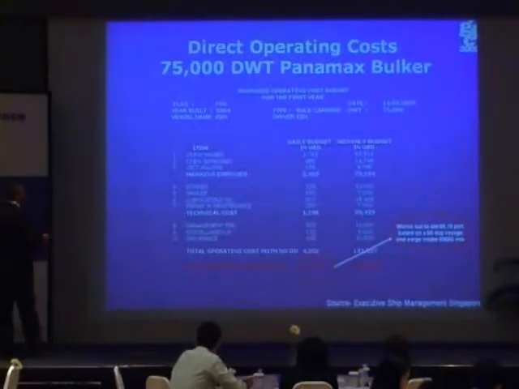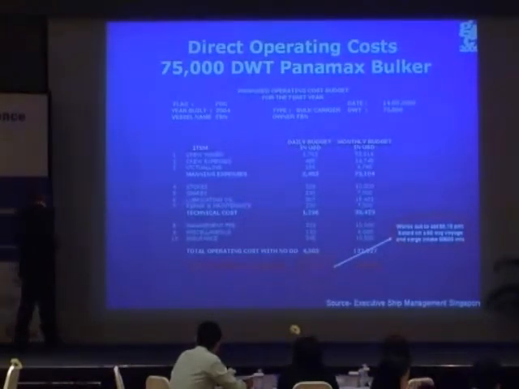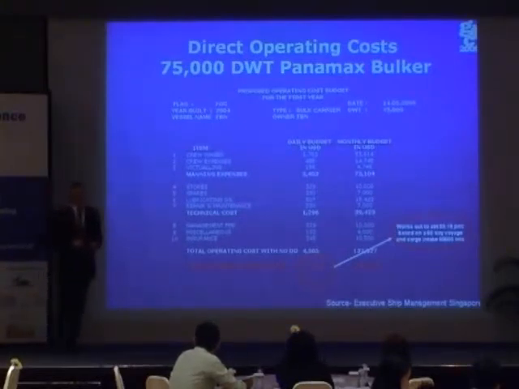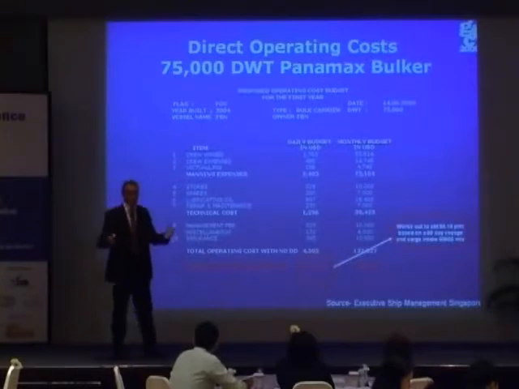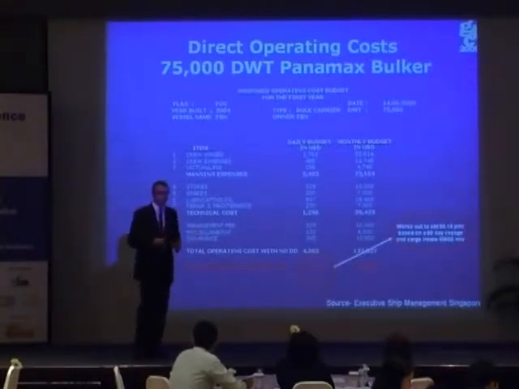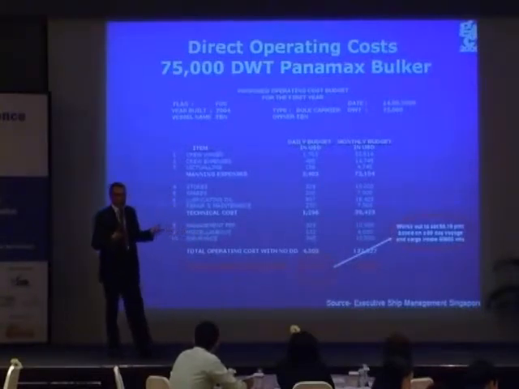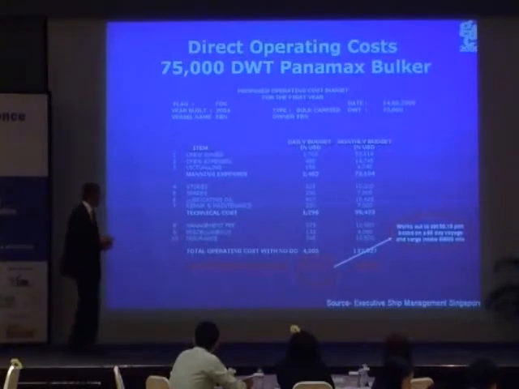Now this is an example of direct operating costs of a 5-year-old 75,000 deadweight Panamax bulker. You will see that there is barely any difference between the two. I mean, it's quite logical. Essentially, it doesn't take more crew to run a vessel with 20% more capacity than the handymax.